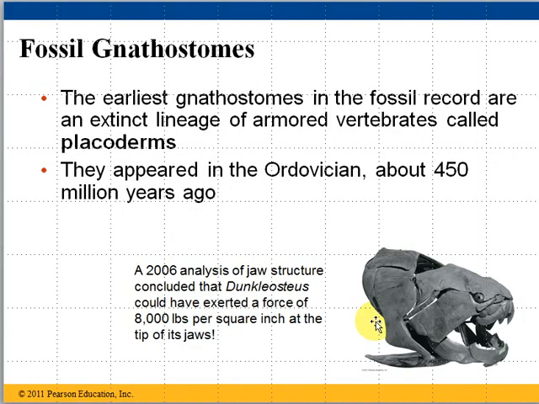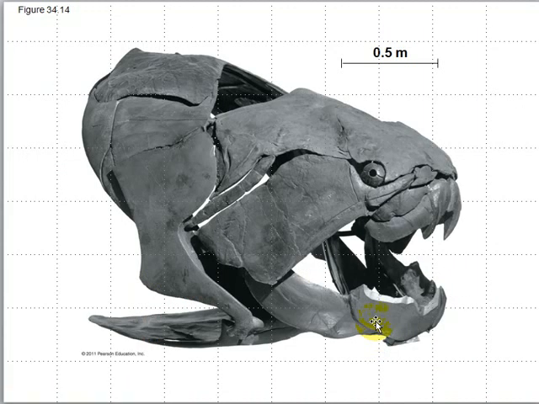Some of the earliest gnathostomes in the fossil record are no longer around. They're an extinct lineage of armored vertebrates, some scary looking guys called placoderms. They appeared in the Ordovician period about 450 million years ago. This guy right here, I'll show you a bigger picture. This is a fossil of an early gnathostome. None of these guys are still around, but take a look at this skull and these jaws, and this would have been a pretty fearsome looking creature.